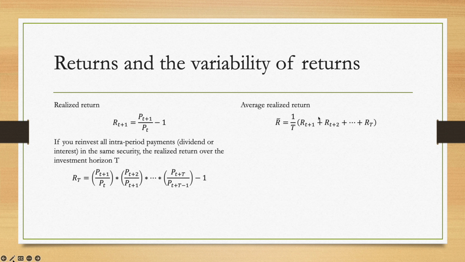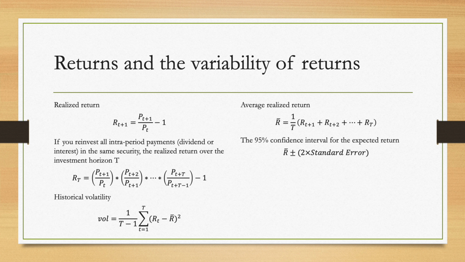And this formula reflects a compounding effect. Then we also have the average realized return. So if the probability distribution of the return is the same over time, the average realized return provides an estimate of the expected return. Based on the average realized return, we can calculate the historical volatility. In finance, we refer to the standard deviation of a return as its volatility.